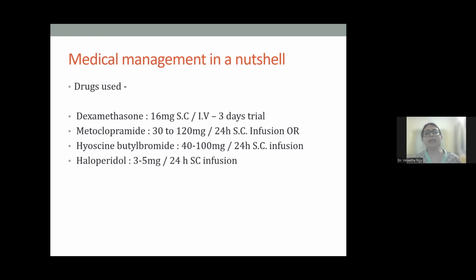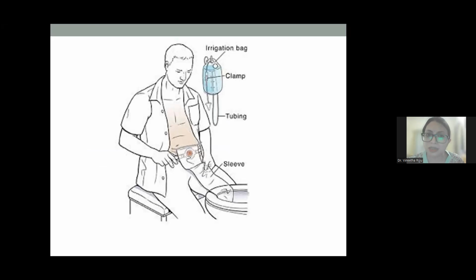Now, metoclopramide can be tried if there is no abdominal colic. Okay, like I said before, it is a prokinetic. So having given an antiemetic, which is a prokinetic, may aggravate the colic of the patient. Hyoscine butyl bromide can be given for those patients with severe abdominal colic and with large volume of vomitus, because hyoscine butyl bromide also helps to decrease the secretions, the gut secretions. Haloperidol again can help to decrease the nausea and vomiting in the patient.